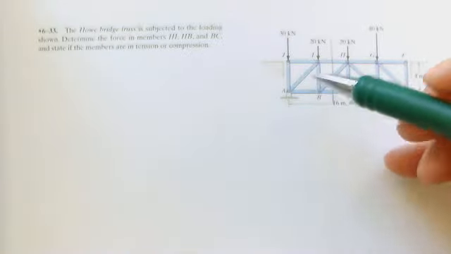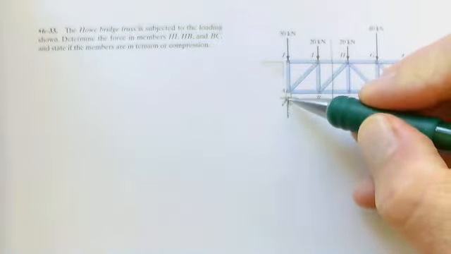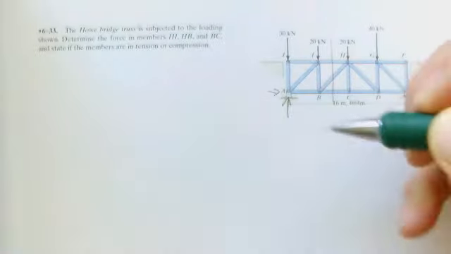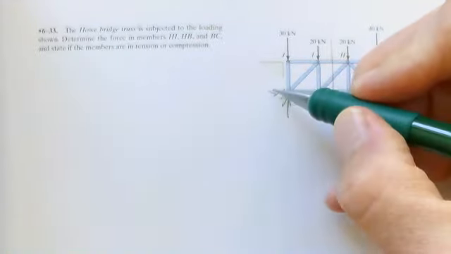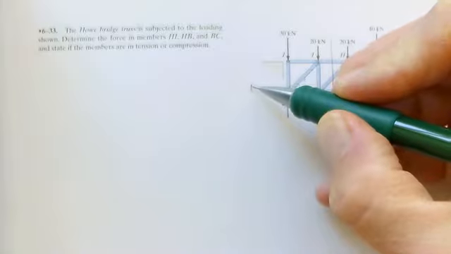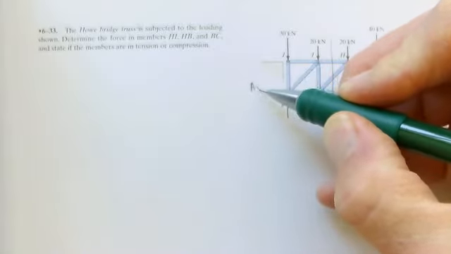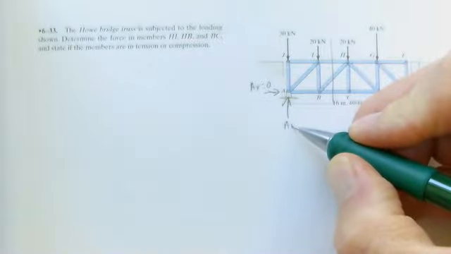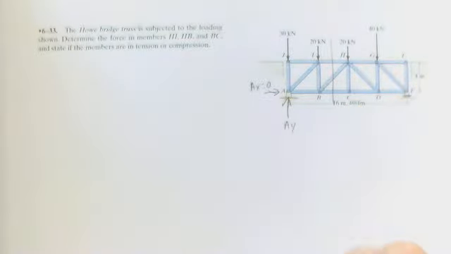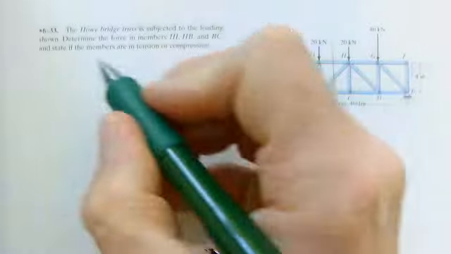So the first thing I need to do is find the reactions on A. Now by observation we can see that A in the x is equal to 0. So we just need to know A in the y. So I'm going to sum the moments about the point E.